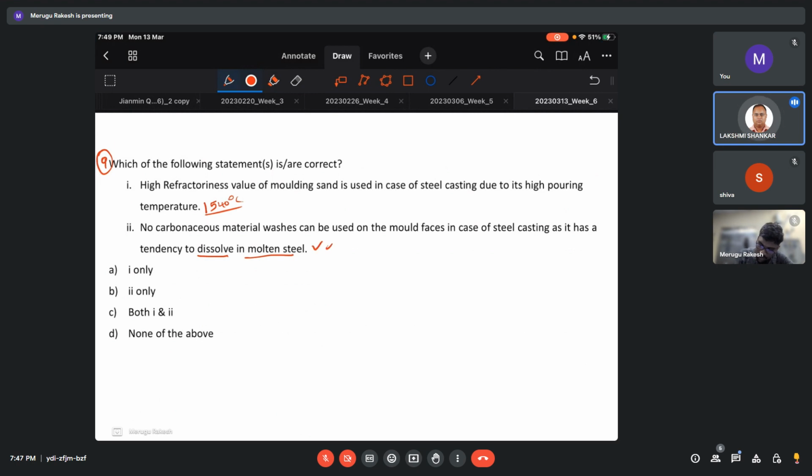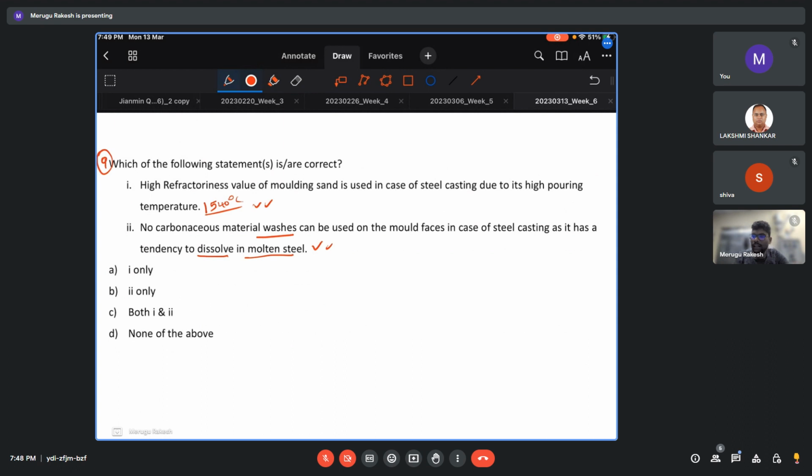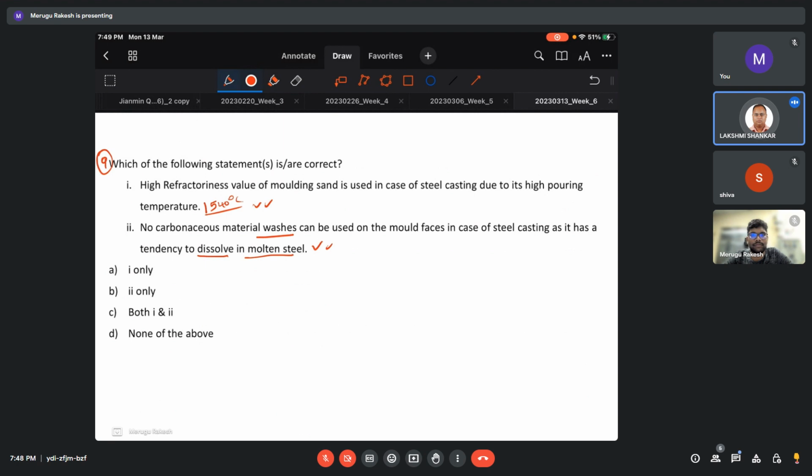Sir, what is this wash actually? Carbonaceous material is okay. Wash, I don't understand, sir. Washes means material washes. It is just a terminology they gave. Let me check that. No carbonaceous material washes.